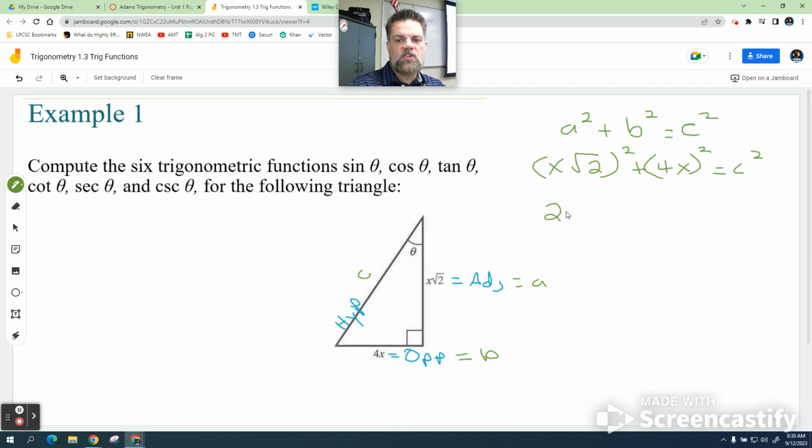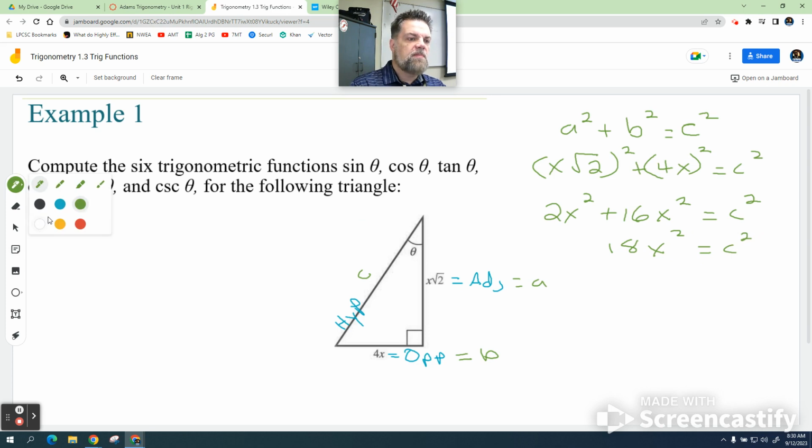I also have to square x, so I get x squared. And then over here, I'm going to end up with, when I square the 4, I get 16. And then x squared is just x squared. Think of 4x times 4x. And that is equal to C squared. Combine like terms, I get 18x squared equals C squared.